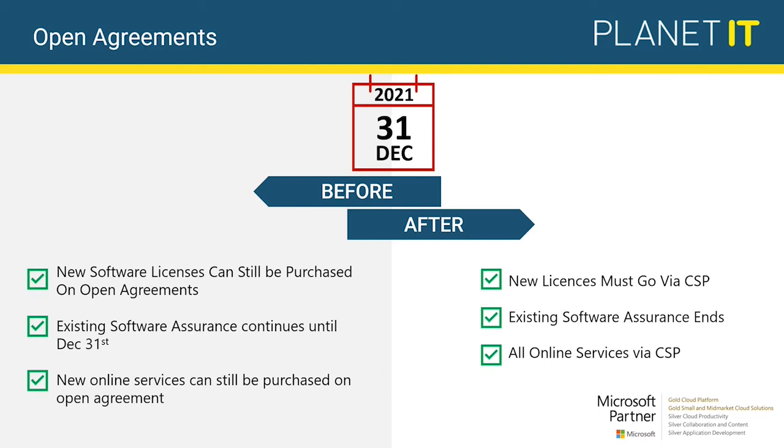So you'll come to Planet IT like you do to buy any other CSP license, and we will transact them, and they will go through the same methodology, in which case they will appear in your portal. The big change, though, is that software assurance is going. Software assurance will no longer be a thing.